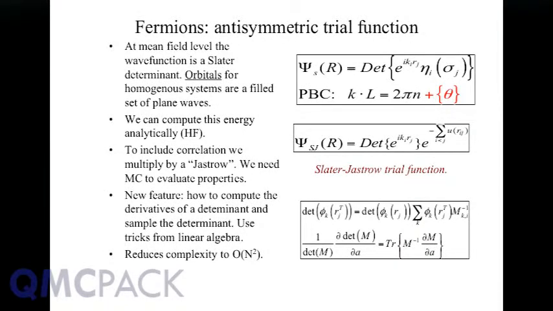So that's why I say it reduces the complexity to n-squared for one accepted move. By the time you've moved all the electrons, it goes back to n-cubed. But that means that you can move electrons one at a time without paying any cost.